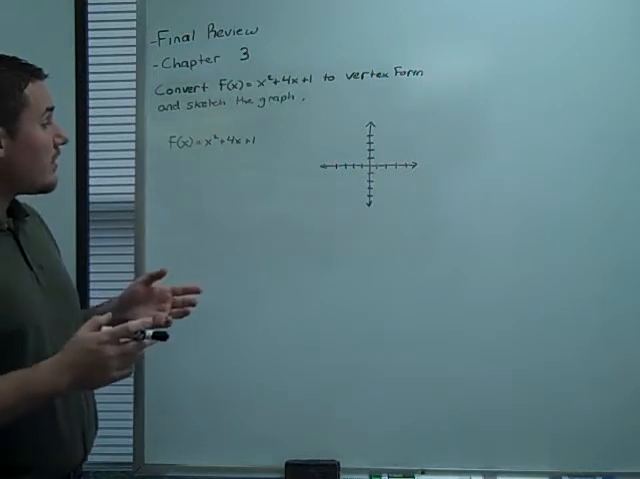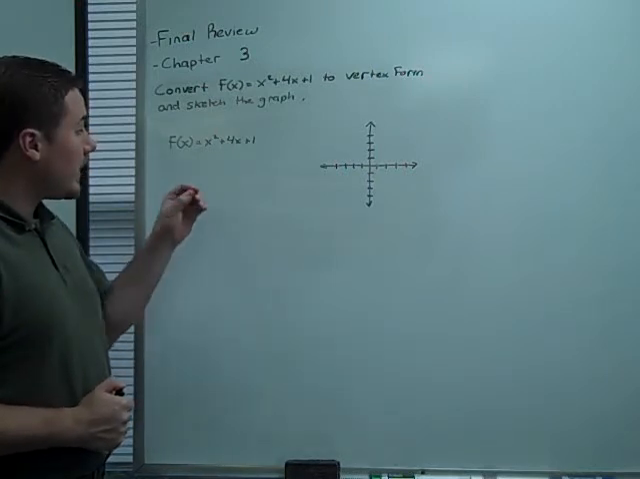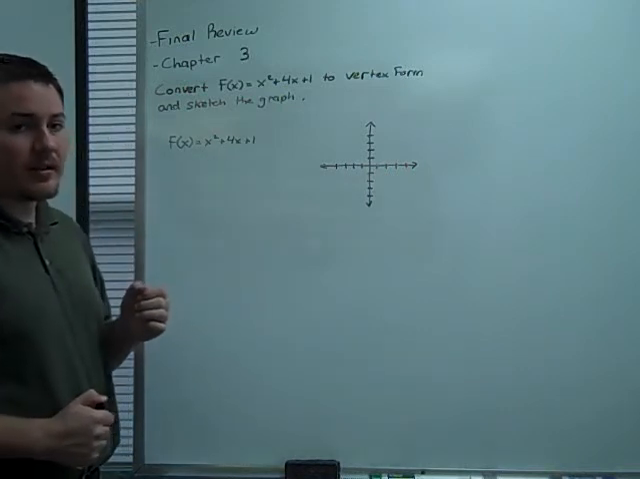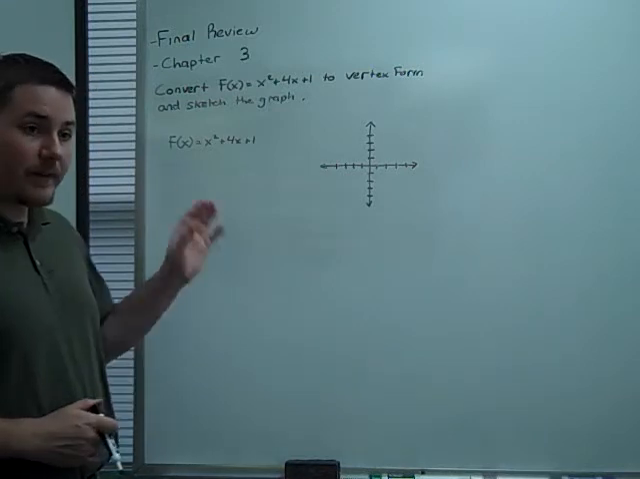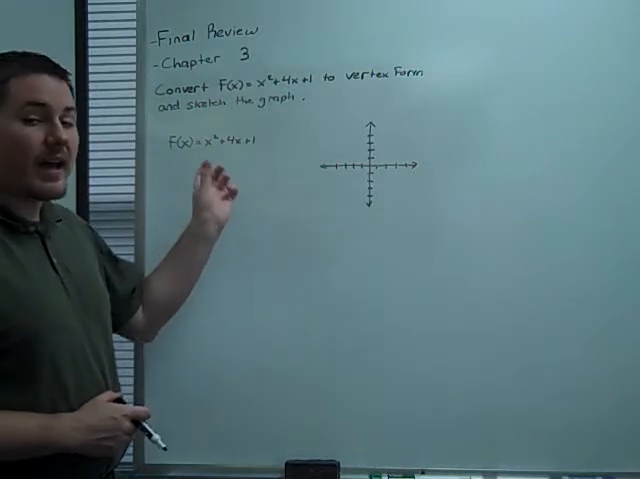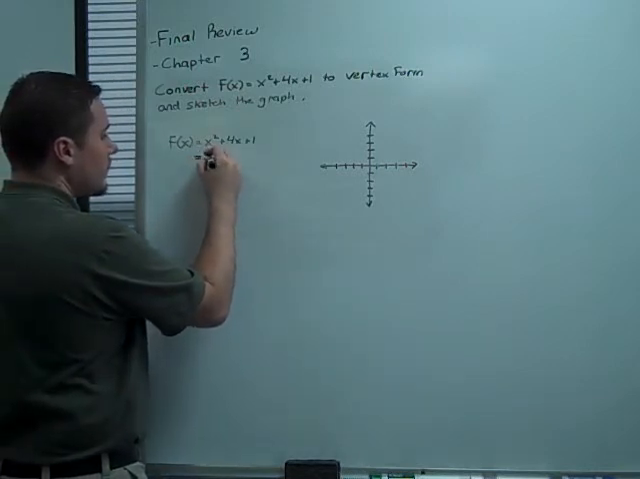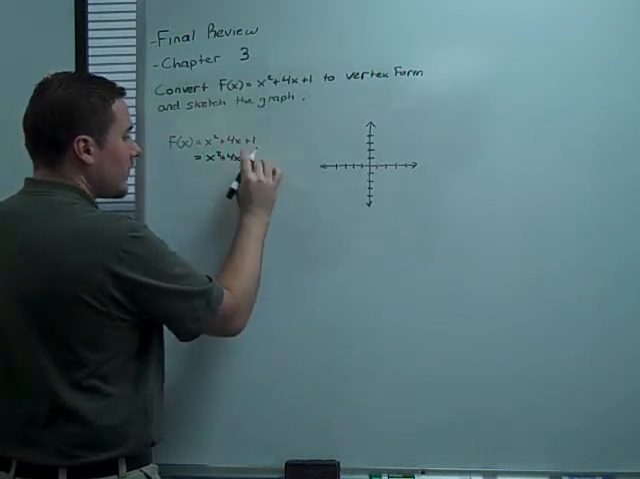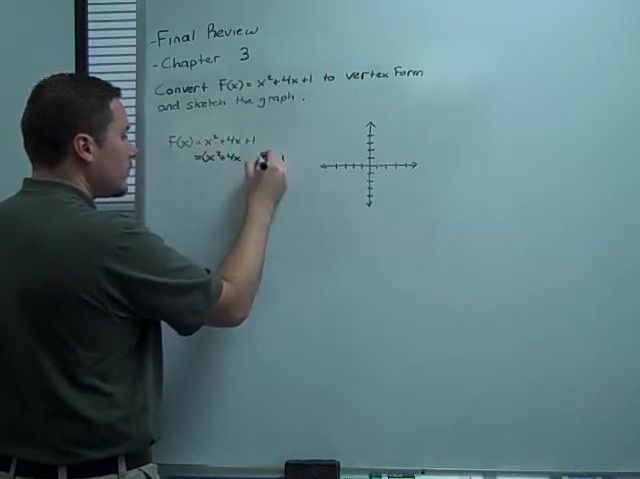Another difference between this and a previous completing the square problem that I've done is that this is not equal to 0. We are not solving for x using completing the square. We are converting it to a particular form, which means that we have to play all on one side. So I'm going to say that f of x is equal to x squared plus 4x, and then I'm going to leave some room, plus 1. I'm going to group these together.